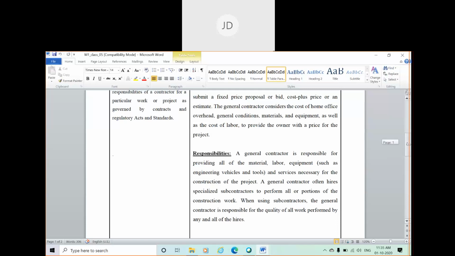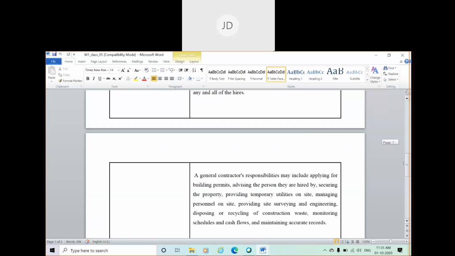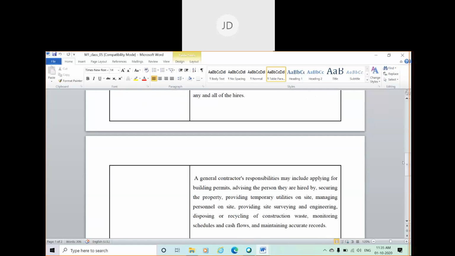So a general contractor's responsibilities may include, here is a list of some basic responsibilities: applying for building permits, advertising, advising the person they are hired by, securing the property, providing temporary utilities on site, managing personnel on site, providing site surveying and engineering, disposing or recycling of construction waste, monitoring schedules and cash flow, and maintaining accurate records.